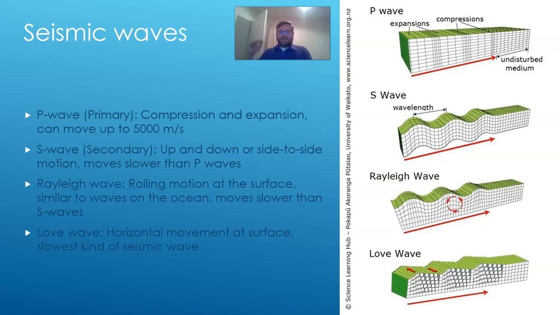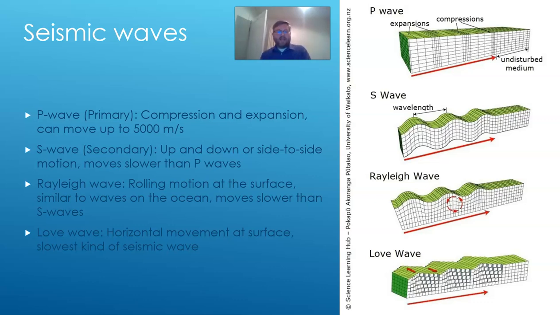So I've got them here basically in the order that you would feel them if you are some distance away from the focus of the earthquake. So the first wave that you would feel is the P wave, P for primary. And the P wave consists of compression and expansion of the Earth. So you get waves of squishing and stretching in the Earth.